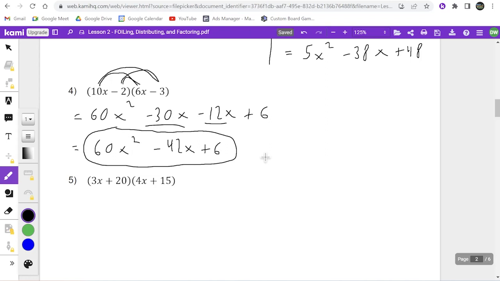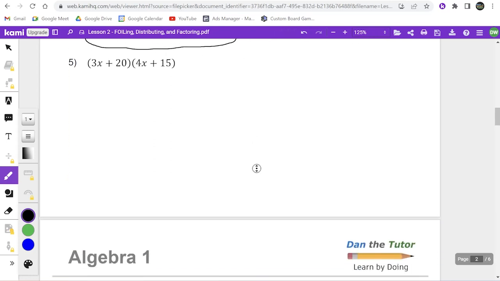Fantastic. Now on to number 5. Number 5 we have 3x plus 20 times 4x plus 15. And again, it's the same idea. So the first thing you're doing is 3x times 4x, multiply the numbers separately from the x's. So 3 times 4 is 12, x times x is x squared.